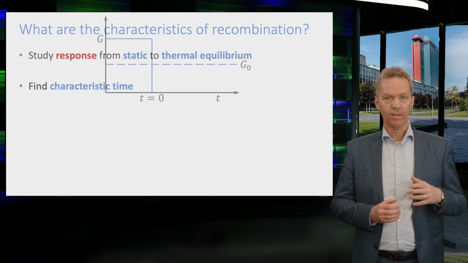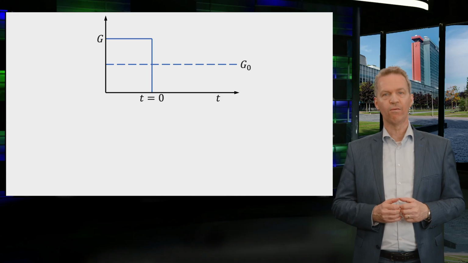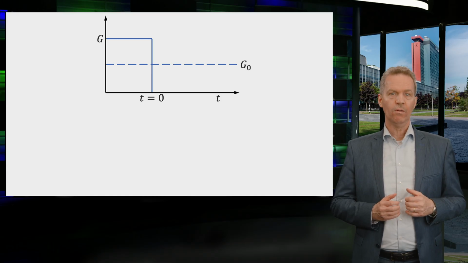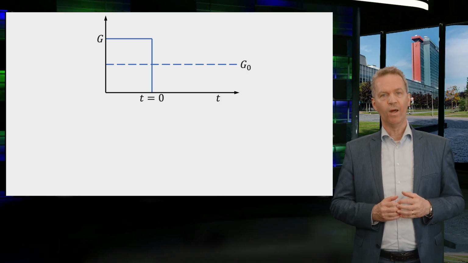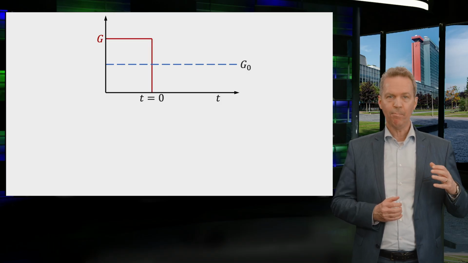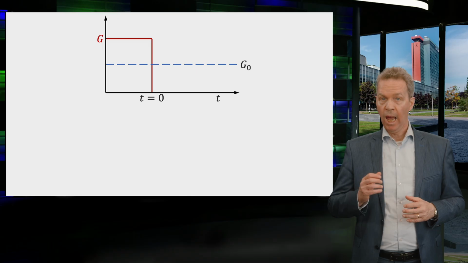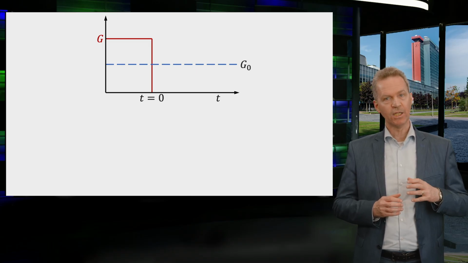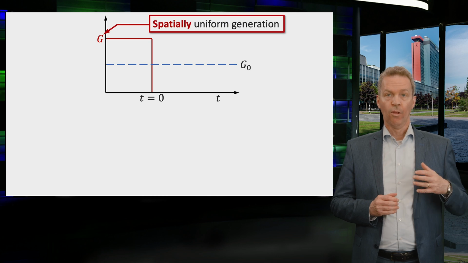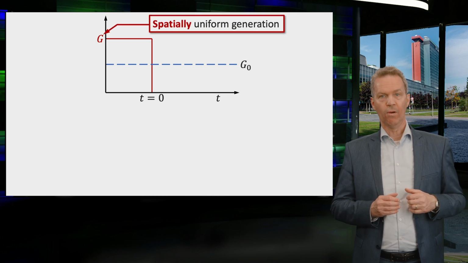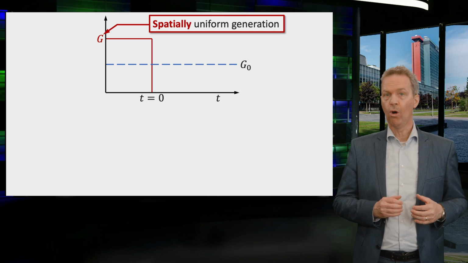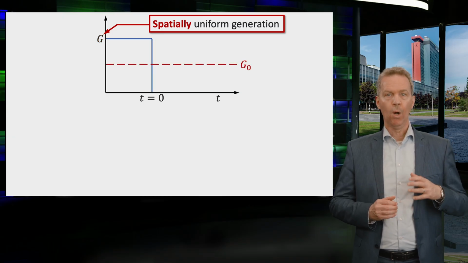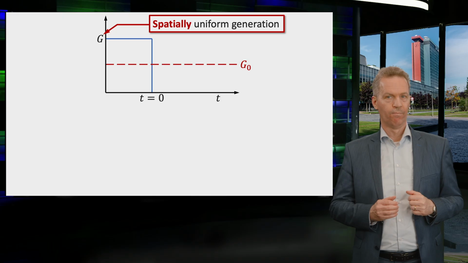In this slide, the generation is shown as a function of time. Before t is 0, the external generation rate is g and independent of time. In addition, we also assume that this generation is spatially uniform. The thermal equilibrium generation rate, G0, is also indicated and will always be present. We cannot switch that off.